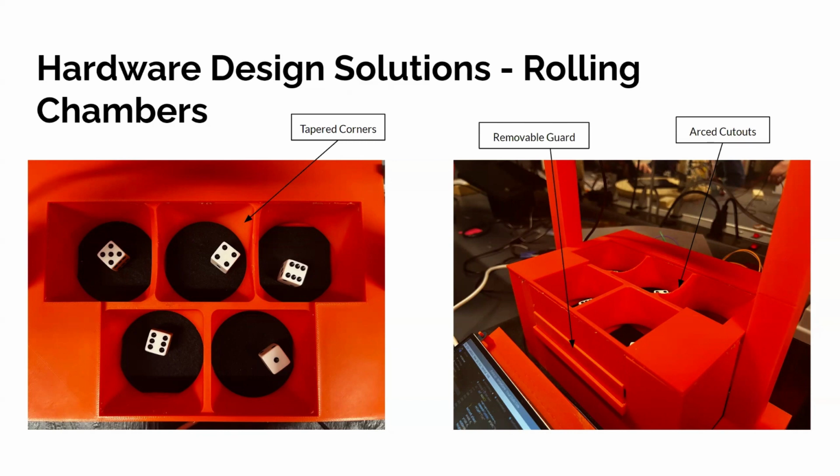The tapered edges force the dice back towards the center of the circle when the tray is bouncing, not allowing the dice to get caught in the corners where the camera cannot detect its value. Similarly, the arced out cuts along the top of the cell wall will allow the camera to view the inside edges of the outermost cells on the top row. Finally, removable guards were installed to keep the trays from sliding out of the chamber, but also let the user take them out if needed.